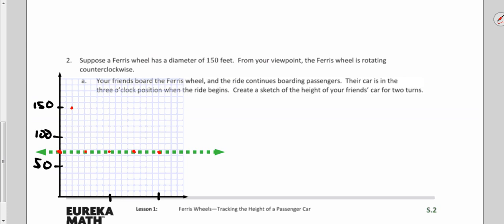Where am I, Trey? Where am I 4 squares after this? After the top. Bottom. 0. So 1, 2, 3, 4. I'm down here, right?